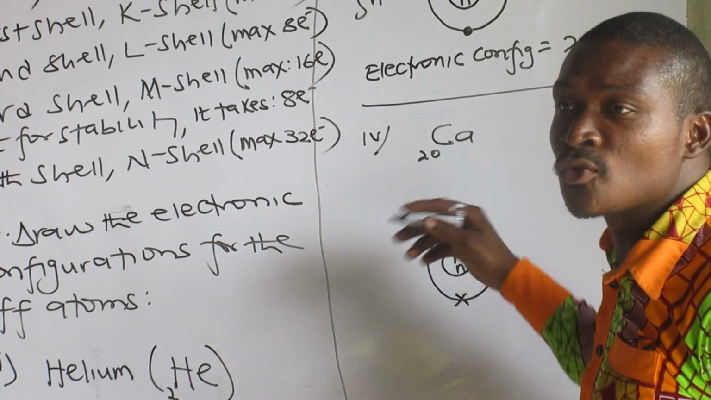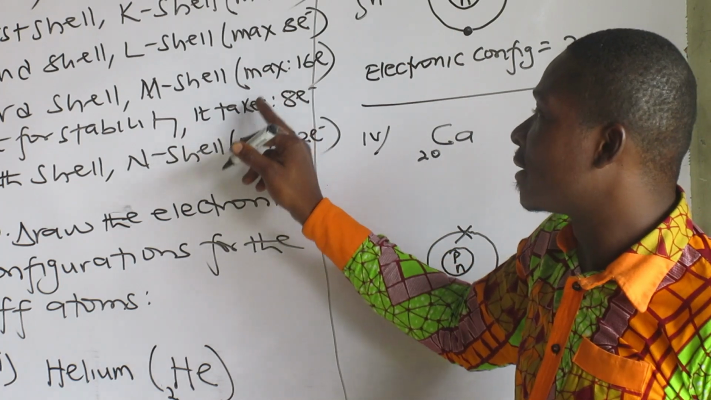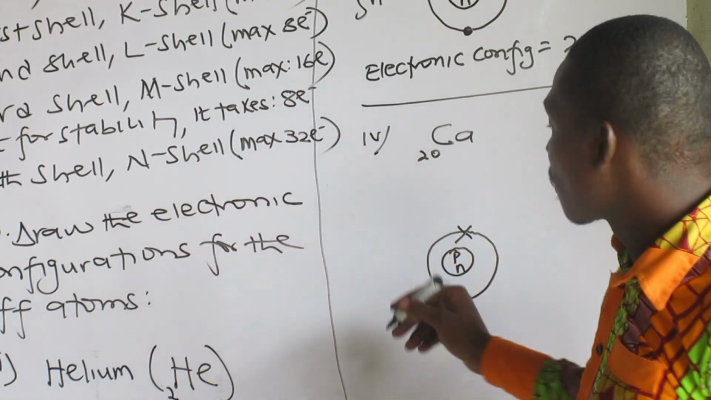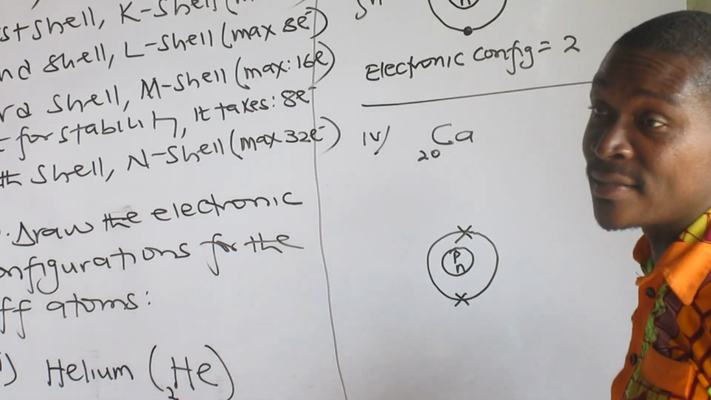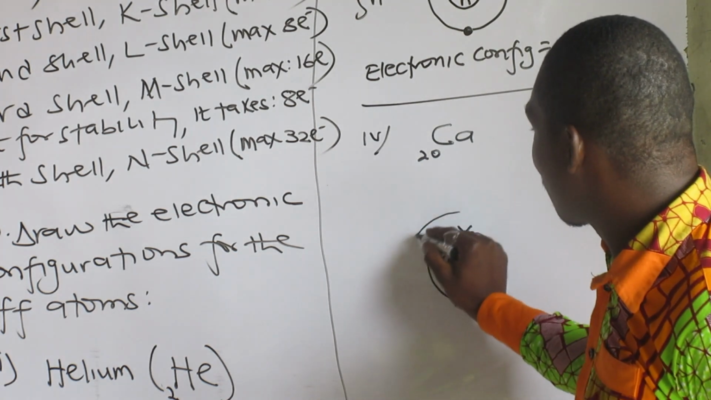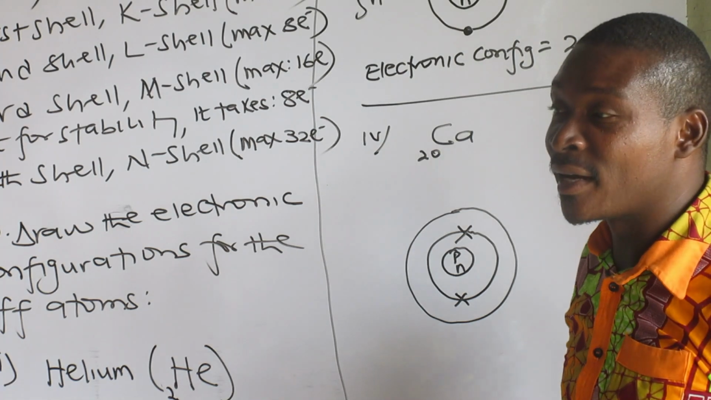The rules say 2, 8, 8, 8. Are you okay? As I said, it takes a maximum of 16, but for stability, that's 8. Okay? So 2, 8, 8, based on the rule called the octet and duplet rule. Now, the next shell is my L shell. It should take 8, right?